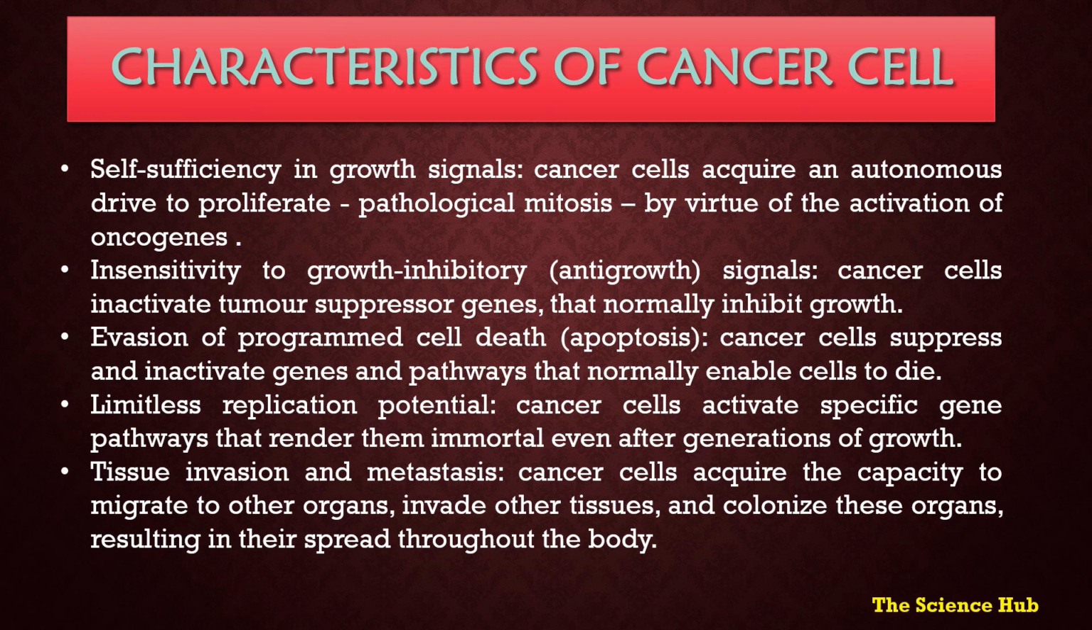Then comes the evasion of programmed cell death, that is apoptosis. Here cancer cells suppress and inactivate genes and pathways that normally enable cells to die. Then comes the limitless replication potential. Here the cancer cells activate specific gene pathways that render them immortal even after generations of growth.